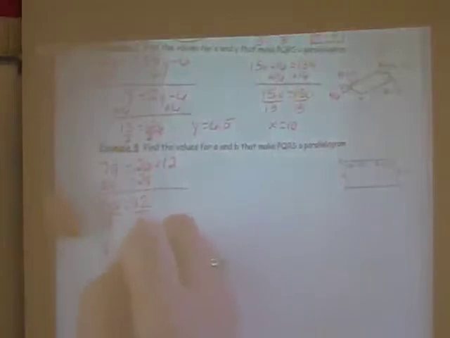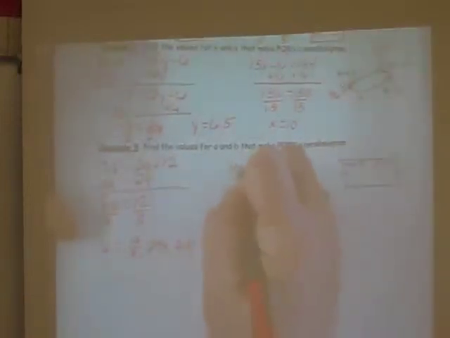In example 8, first of all, I'm going to look at these two sides. I'm going to set 7a equal to 2a plus 12. Opposite sides in a parallelogram are congruent. Subtracting 2a from both sides, we have 5a equals 12. And when you divide both sides by 5, you can leave it as 12/5. You can write it as 2 2/5, or you can write it as a decimal 2.4.